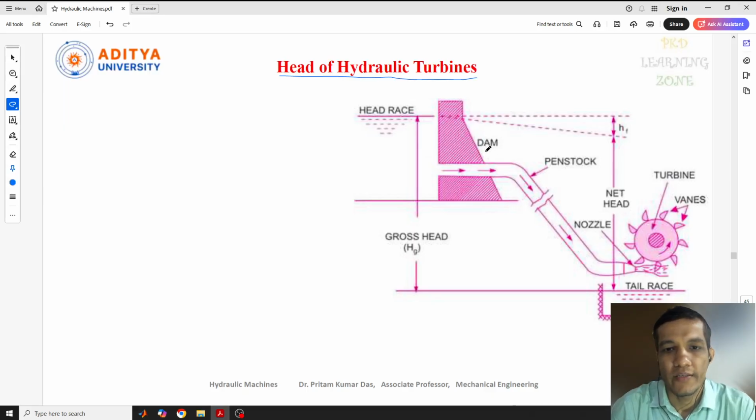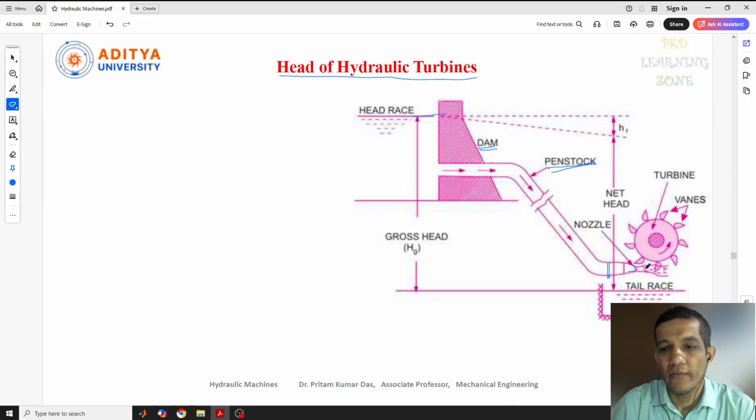We need to construct something. So this is a dam, and this dam is nothing but a place to store the water. From this dam, through the help of the penstock, which is nothing but a pipe, the water flows through this pipe, and at this end one valve will be there. At this nozzle point, the water comes out from the pipe or penstock, and it is going to strike the turbine.